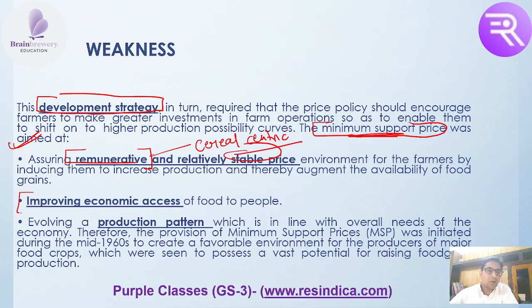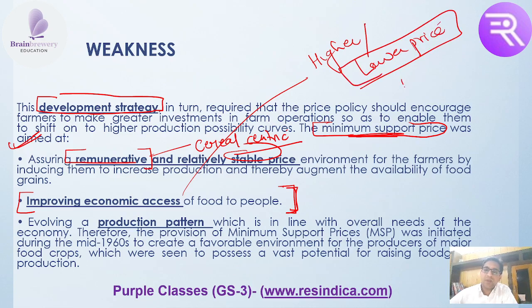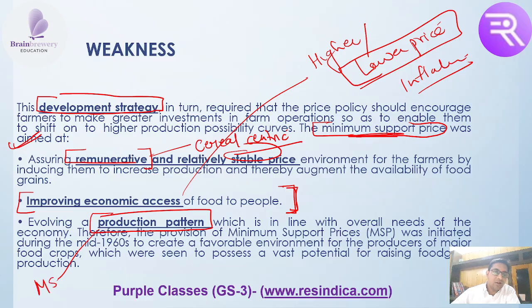Then, improving economic access for the people: we are buying the product at a higher price and selling at a lower price. But sometimes there is very high inflation in the market, and because of that there is an eating away of the money. Then we expect that with the MSP, we will help the farmer diversify their cropping pattern. During the 1960s this provided a very favorable atmosphere, but right now the farmers have become so cereal-centric that there is no diversification of crops happening. So with the development strategy, we are getting certain weaknesses in each development strategy.